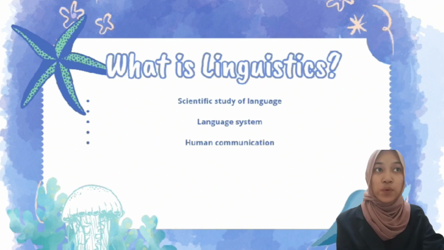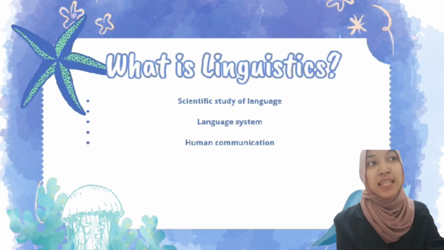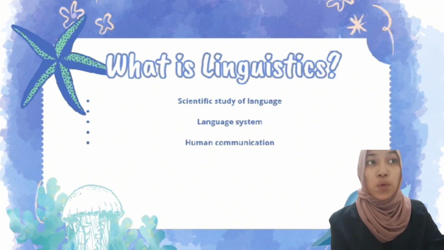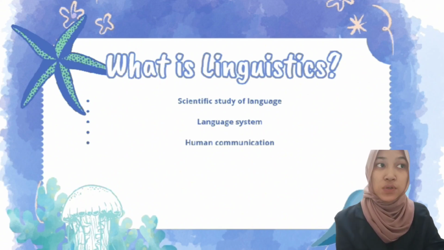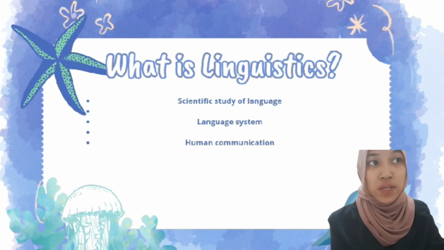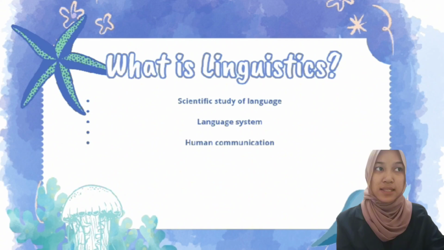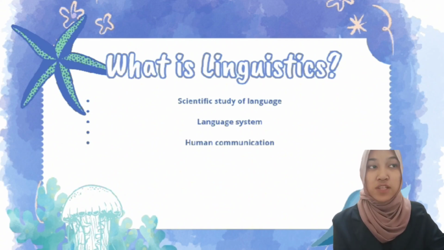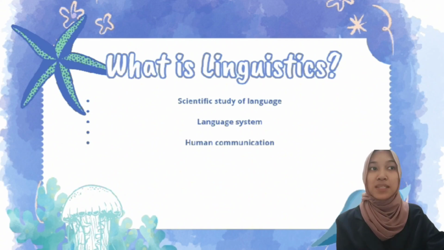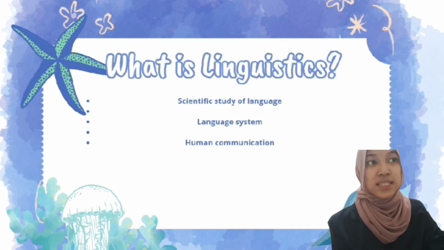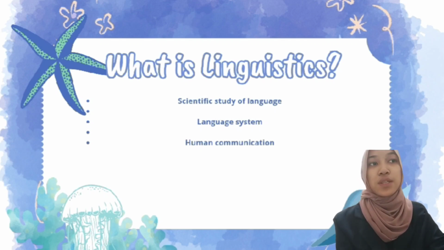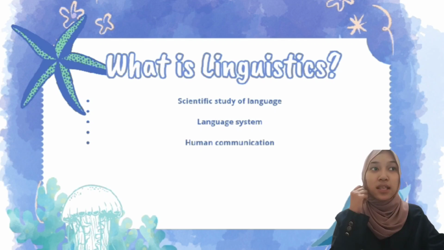Scientific study of language system, human communication. So, linguistics is the scientific study of language. It is concerned with how language is structured, how it is used, and how it is acquired by humans. Language is not just a collection of words or sentences. It is a complex system with rules and patterns that allow people to convey meaning. These rules exist at many levels: sounds, words, sentences, and meaning in context.